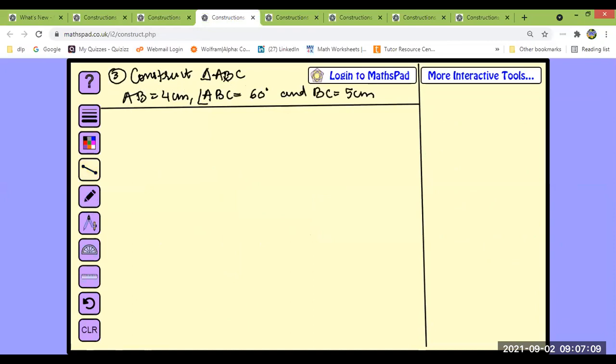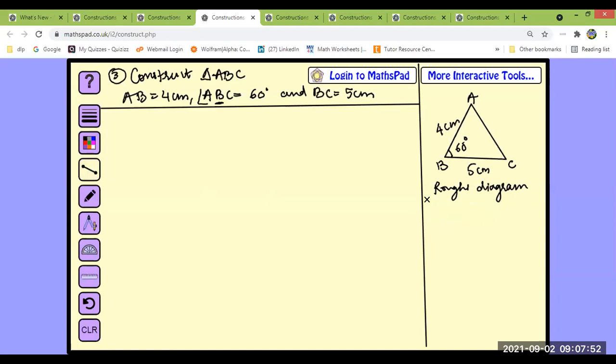Question number 3. Construct triangle ABC. Now here we first need to draw a rough diagram. So draw a triangle, label it, label everything what is given in question. So this is triangle ABC, where AB is given to be 4 centimeters. Angle B, the middle letter, angle B is given to be 60 degrees, and BC is given to be 5 centimeters. Okay, and this is the rough diagram.